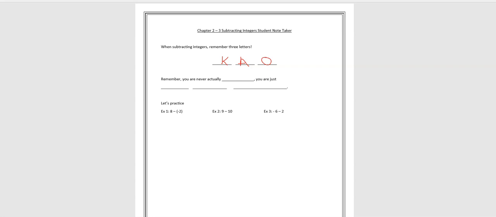Okay, what does it stand for? It stands for keep, add, opposite, okay? And in this line, it's going to tell you, remember, you're never actually subtracting, okay? When we're talking about subtracting negative numbers, all you're doing is keep, adding the opposite, okay? Keep, add, opposite. Now, what do you mean?